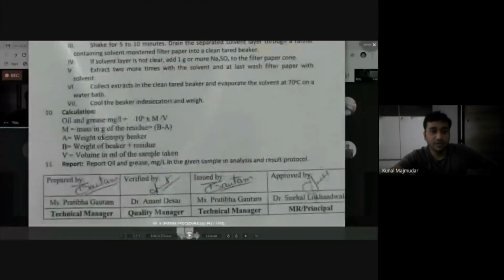Shall I share once again the procedure? If in case you did not note it down, shall I share it once again? So I have shared it once again. Oil and grease is equal to 10 raised to 6 into M by V. Come on, start doing it.